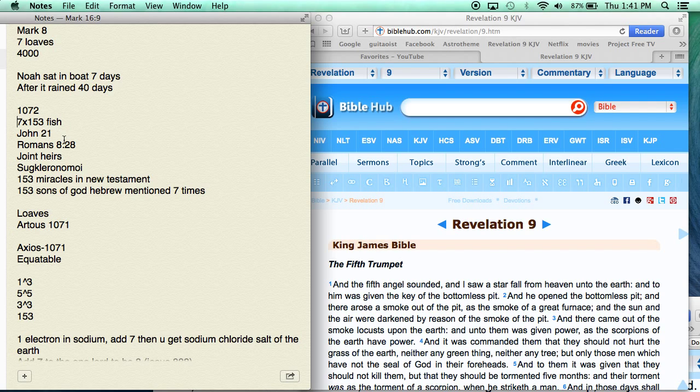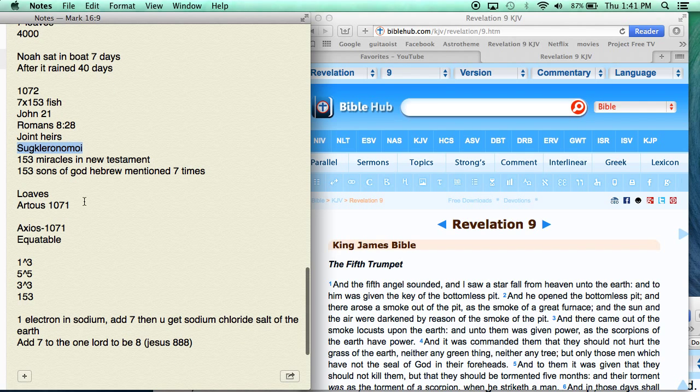So what is 1072? Well, in Romans 8:28, when it talks about predestination, you can't change people. Jesus is going to bring him to him, or he's not. I've come to that realization. The word joint heirs is used in that context. Like, we are joint heirs. We're all predestined to be with Christ. That word is subcleronomo, or whatever. That's 153. Wait, it's either 153 or it's 1071. Sorry.